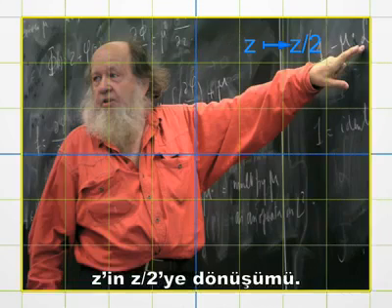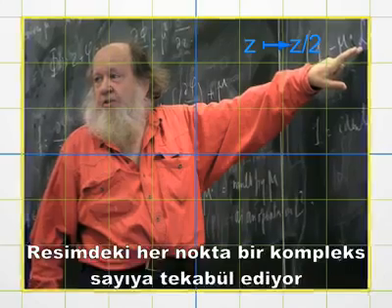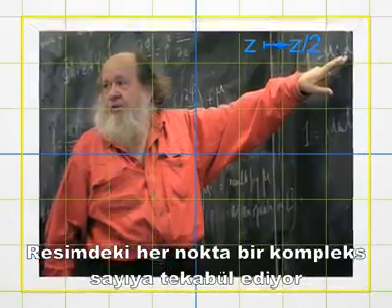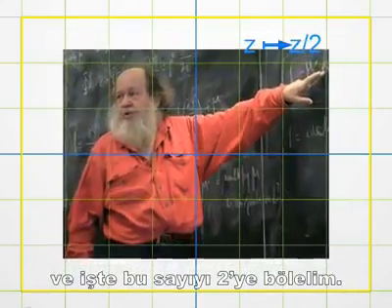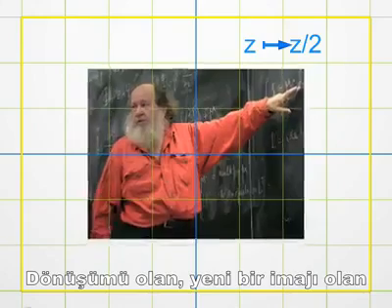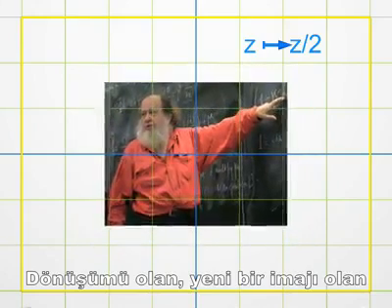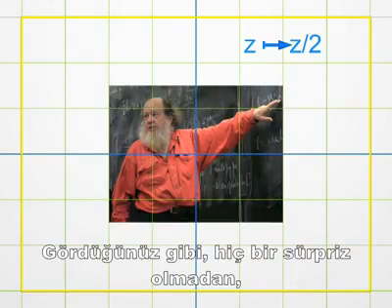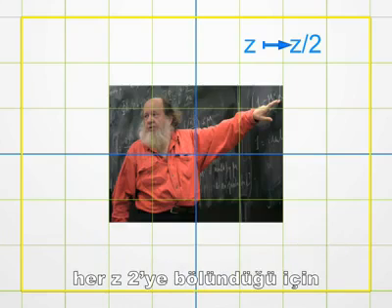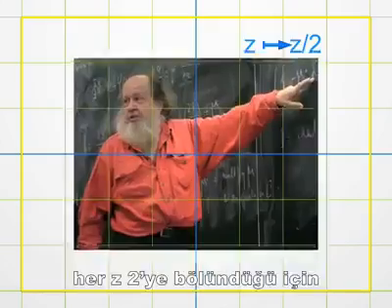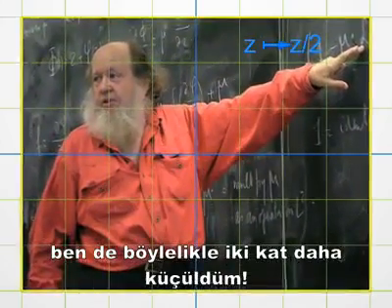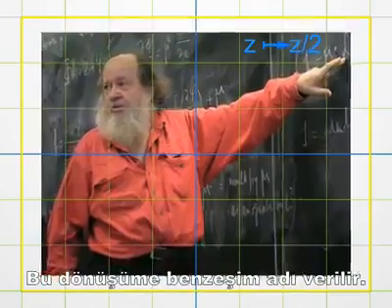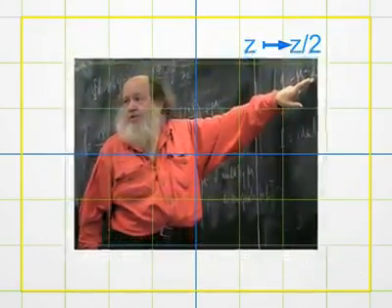The transformation Z goes to Z over 2. Each point on the photo corresponds to a complex number Z that's divided by 2. We get another point. It's imaged by the transformation, hence a new picture. You see, no surprise, I just shrank to half the size, since each Z has been divided by 2. This transformation is called a homothety.